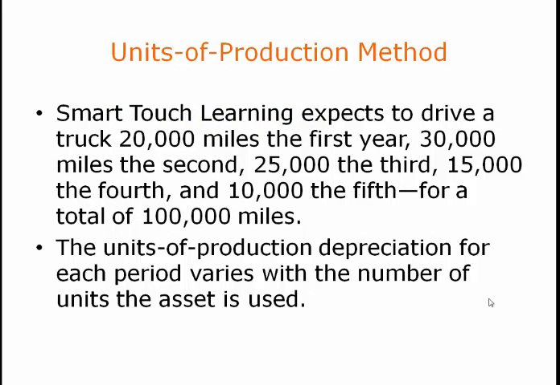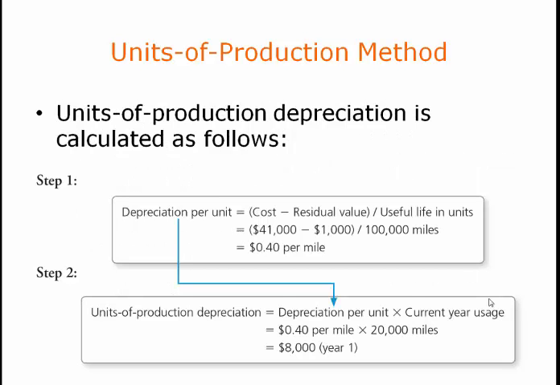So let's look at our example again. This gives you an idea of what Smart Touch expects to do: 20,000 in the first year, 30,000 in the second, 25,000 in the third, 15,000 in the fourth, and 10,000 in the fifth. So it's expecting to drive a total of 100,000 miles. We take the $40,000 depreciable cost divided by the 100,000 miles, and that says we are going to depreciate our asset 40 cents per mile. You see that here, 40 cents per mile.